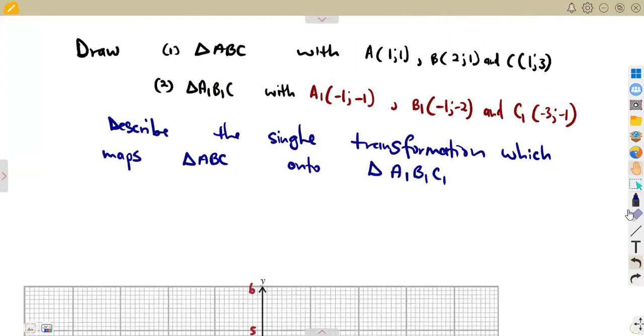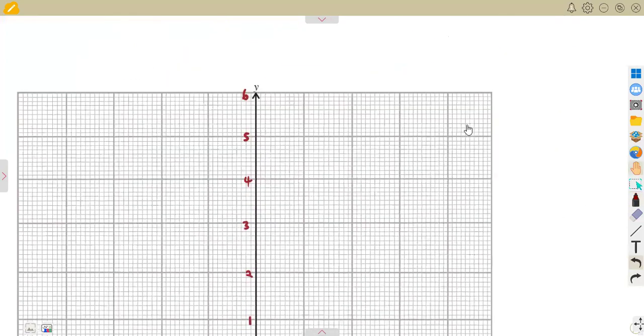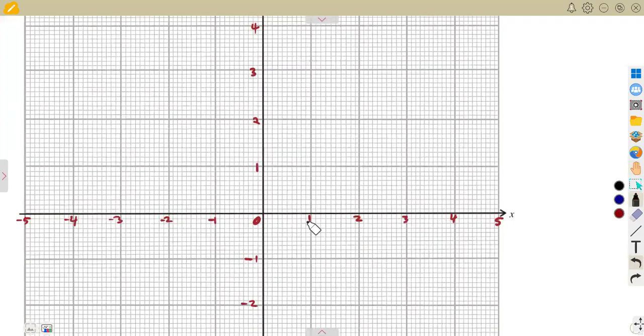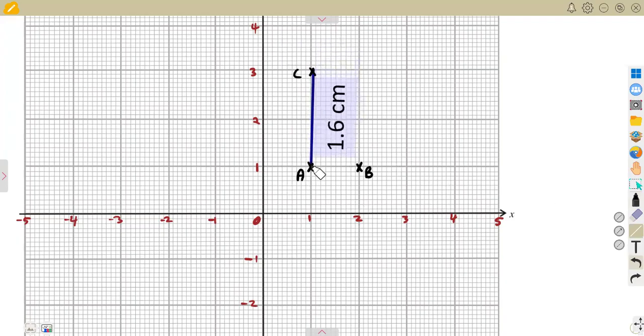Now it's a continuation. We want to see other typical questions that you might have on reflection. Given triangle ABC, which is the same triangle that we had before, we are going to mark our points. The point A is (1, 1). The point B is (2, 1). And also the point C is (1, 3). So you mark the 3 points, then join as previously.